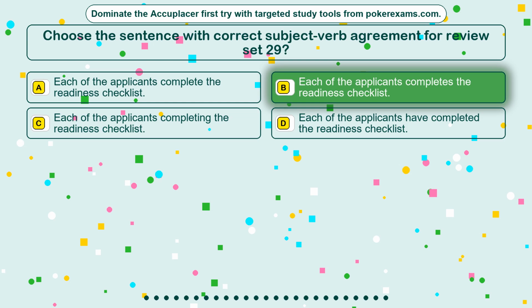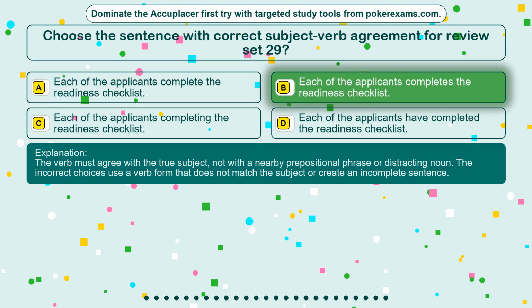The correct answer is option B. Each of the applicants completes the readiness checklist. The verb must agree with the true subject, not with a nearby prepositional phrase or distracting noun. The incorrect choices use a verb form that does not match the subject or create an incomplete sentence.